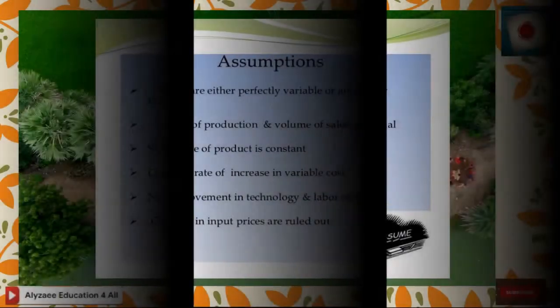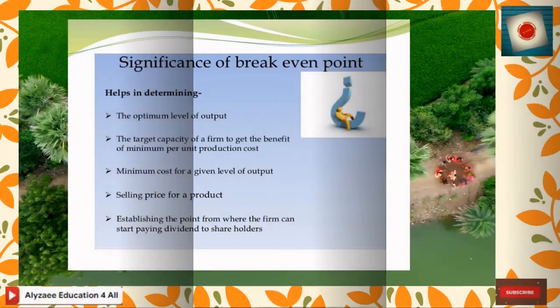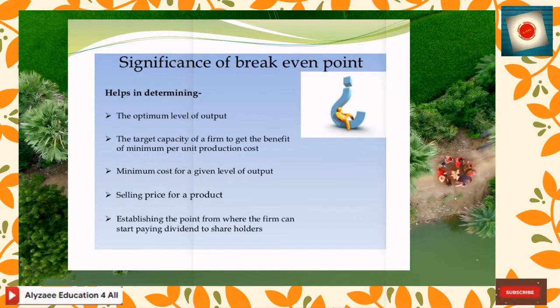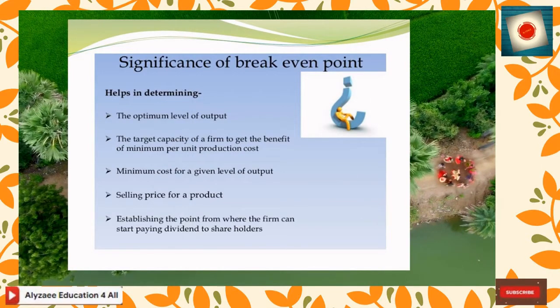A break-even point helps in determining the optimum level of output, the target capacity of the firm to get the benefits of minimum per unit production cost, minimum cost for a given level of output, selling price for a product, and establishing the point from where the firm can start paying dividend to shareholders.